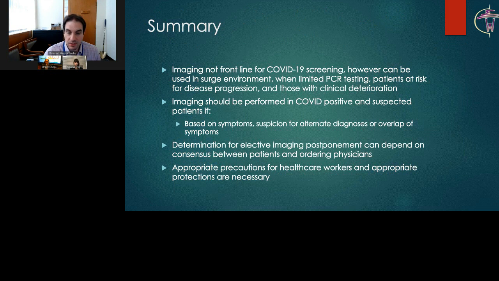So in summary, imaging is not the front line for COVID-19 screening. However, it can be used in a surge environment when PCR testing is limited, for patients at risk for disease progression, and those with clinical deterioration. Imaging should be performed in COVID positive and suspected patients based on symptoms, suspicion for alternative diagnoses or overlap of symptoms, and determination for elective imaging postponement can depend on consensus between patients and ordering physicians. Appropriate precautions for healthcare workers and appropriate protections are necessary, in addition to protections for patients.